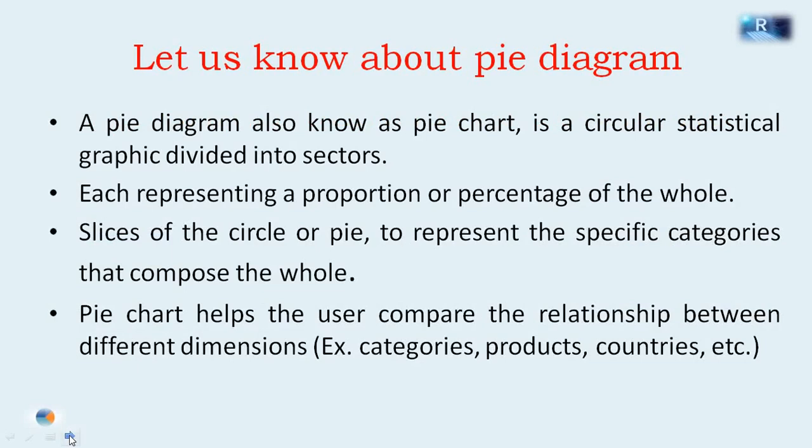A pie diagram, also known as a pie chart, is a circular statistical graphic divided into sectors, each representing a proportion or percentage of the whole. The slices of the circle, or pie, represent the specific categories that compose the whole. The pie chart helps the user compare the relationship between different dimensions. Example: categories, products, countries, etc.